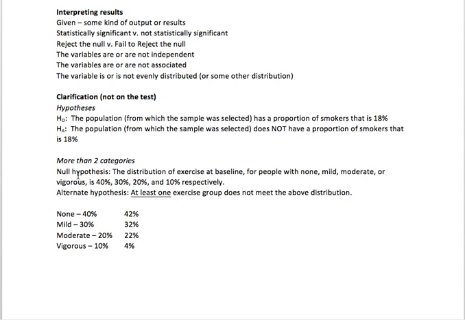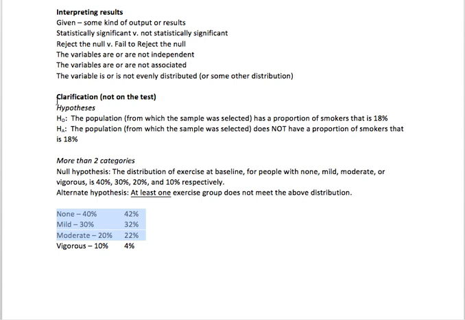If we stated that all of the above were not met, then we would have a situation where the null and the alternate do not capture all the possible scenarios, because maybe some of the categories do meet that distribution, but only one of them doesn't. So this is a minor point, but important in terms of really thinking about how the null and alternate need to be complementary to each other.